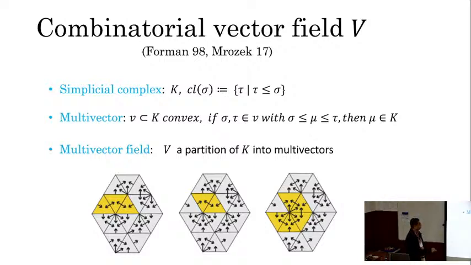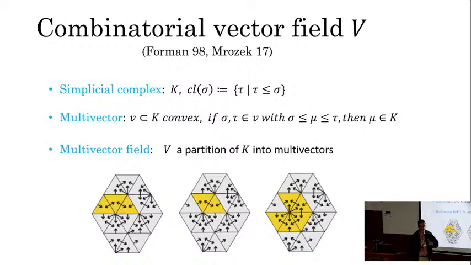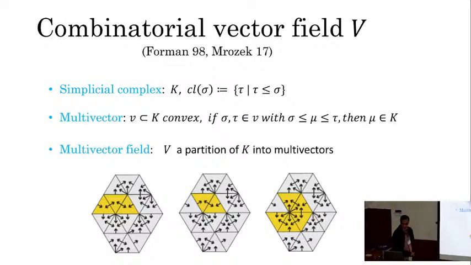The convexity condition here means if you have included a vertex and a triangle, you must include the two edges also in your set. That's the condition. That's called a vector. Okay, and what is a vector field? A vector field is a partition of the simplicial complex, not a decomposition. It's a partition of the complex into vectors. Here I am just showing different combinatorial vector fields on this simplicial complex. So this is the definition.